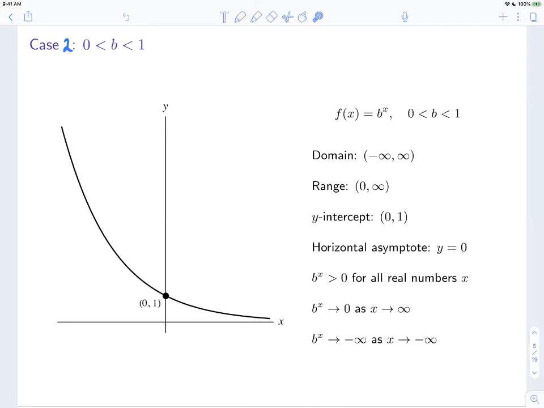In this case, you still have the domain as the set of all real numbers, and the range is still the set of all positive numbers. Indeed, the y-intercept is still (0, 1), because it's still true that b to the 0 is equal to 1, and it's still true that b to the x is greater than 0. All we've done here is reflect through the y-axis, so much of what we had before is still true. The only thing that's changed is now b to the x goes to 0 as x goes to infinity, and b to the x goes to infinity as x goes to negative infinity. These two have swapped.